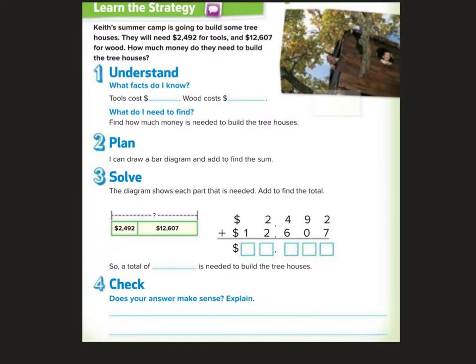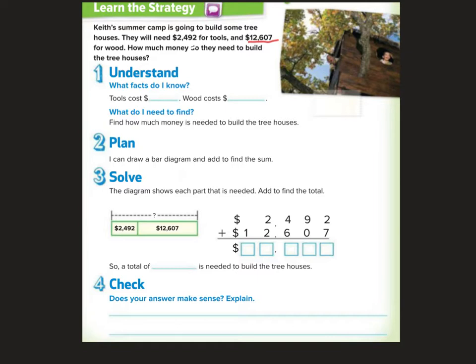Keith's summer camp is going to build some tree houses. They will need $2,492 for tools and $12,607 for wood. How much money do they need to build the tree house?